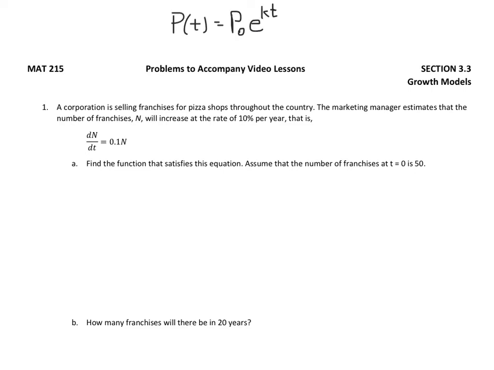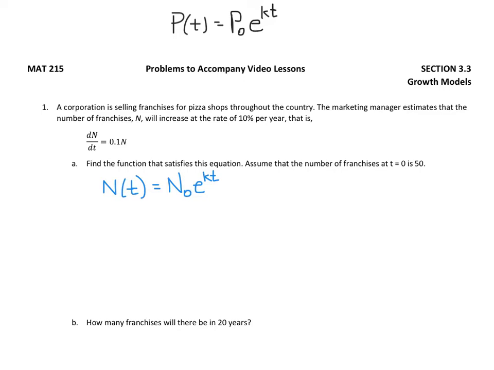So for part A, we want to find the function that satisfies this equation, and we're going to assume that the number of franchises at time t equals 0 is 50. Now in this specific example, we're using N instead of P. So we can come up with an equation that looks like N sub t equal to N sub 0, where N sub 0 is going to be our initial population, times e to the kt. t is our variable, t is time, so we need to figure out what our initial population N sub 0 is and what our growth rate k is.